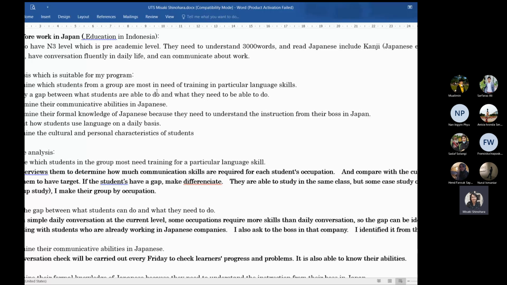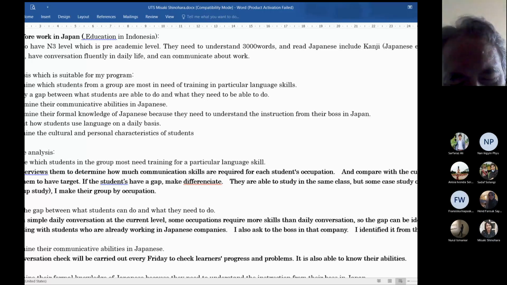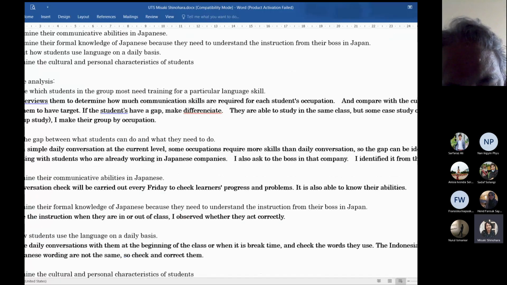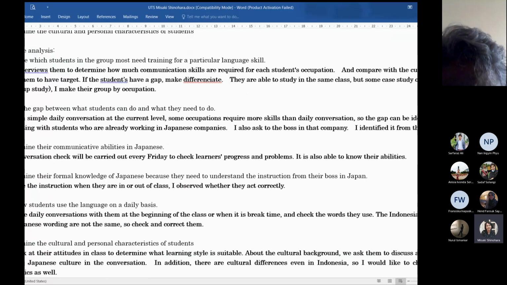It's like Indonesia and Japan have different cultures, maybe with some similarity, but different cultures. So I have to find out, and also personal characteristics, maybe each of them is different. So I have to find out the characteristics to find out the way of study. Okay. Then the result of the analysis is below, like this. There are 6. Okay. So based on the needs analysis, the result is like this.